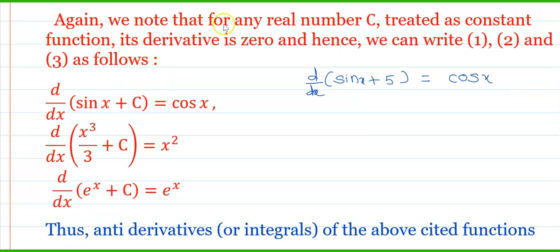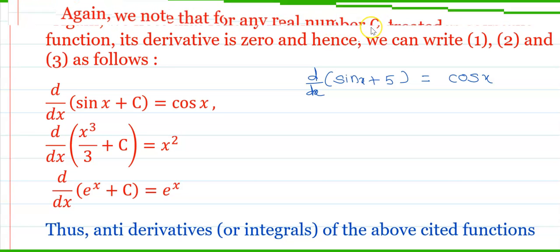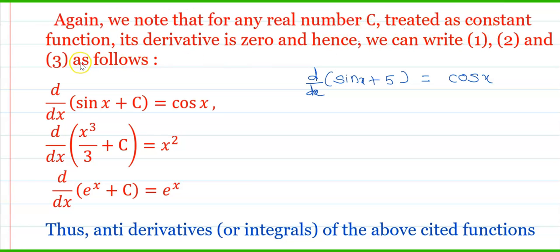Now, we note that for any real number c treated as a constant function, its derivative is 0, and hence we can write 1, 2, and 3 as follows. d/dx of sin x plus c is cos x. d/dx of x cube upon 3 plus c is also x square. d/dx of e raised to x plus c is also e raised to x. You can take c as an arbitrary constant.